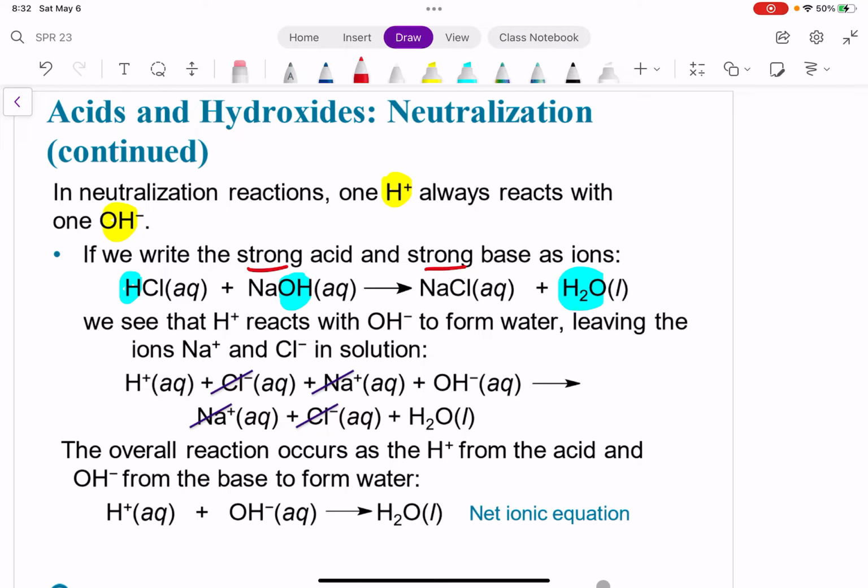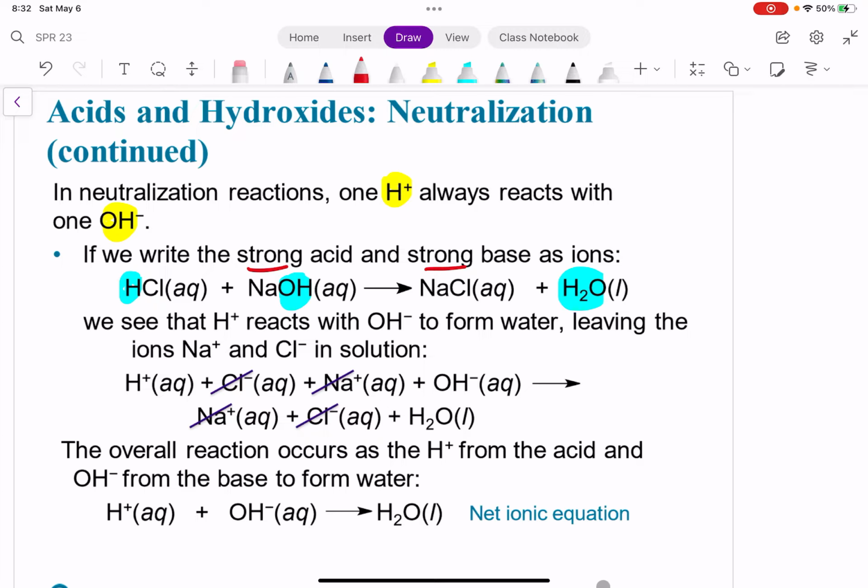So again, just like with our precipitation reactions, that's the part that we're more concerned with. And so we're going to write a net ionic equation so that we can actually see the two things that are really reacting. That H+ from the acid and that OH- from the base to form water. So that's our net ionic equation.